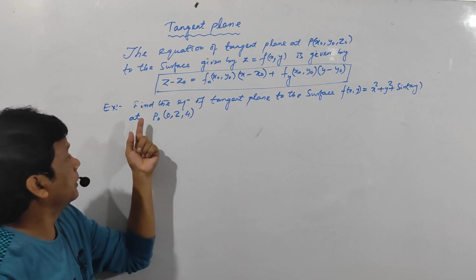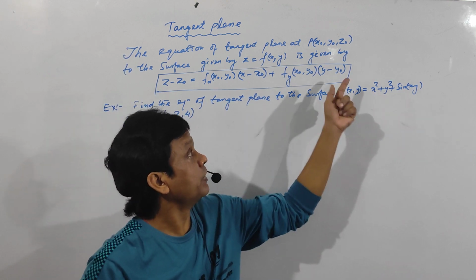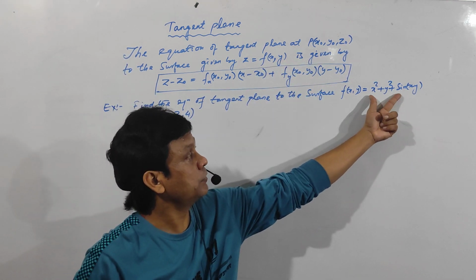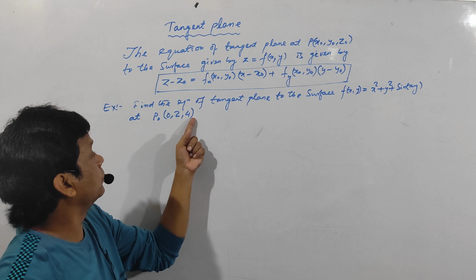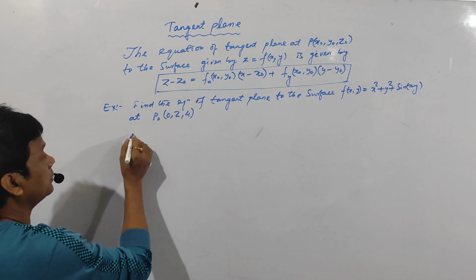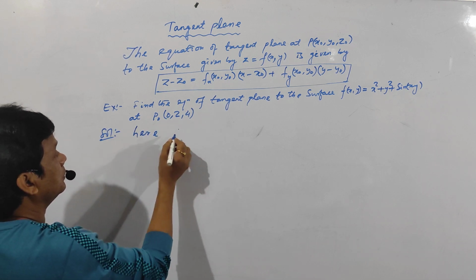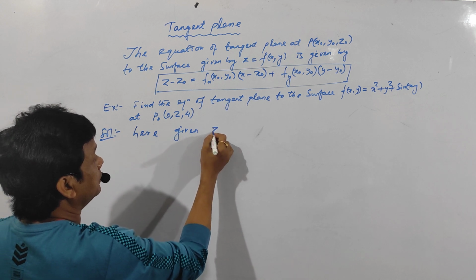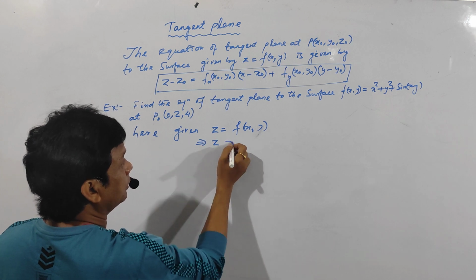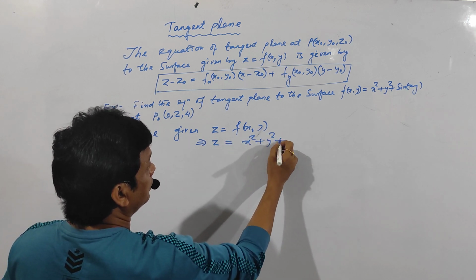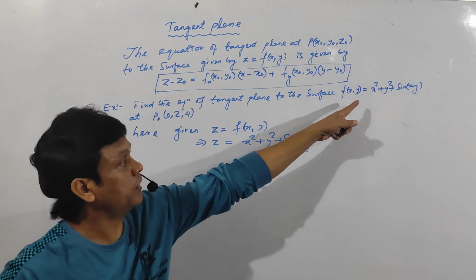Okay. And now, you want to find the equation of the tangent plane to the surface f of x, y, that means z equals this one, at the point 0, 2, 4. That means x0, y0, z0. See here. Given z equals f of x, y, that means z equals x squared plus y squared plus sine of xy. Clear? In terms of x and y, I have written this one.